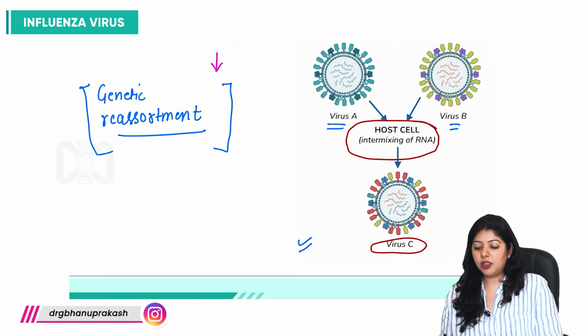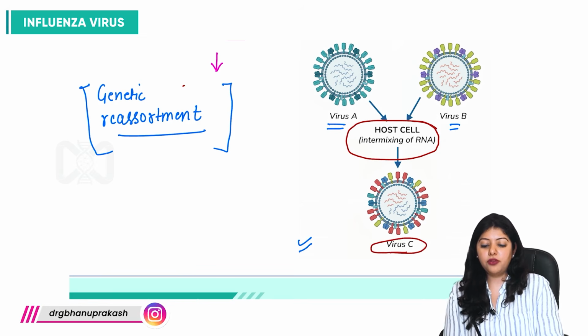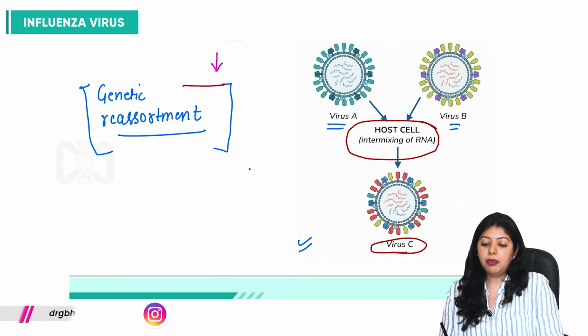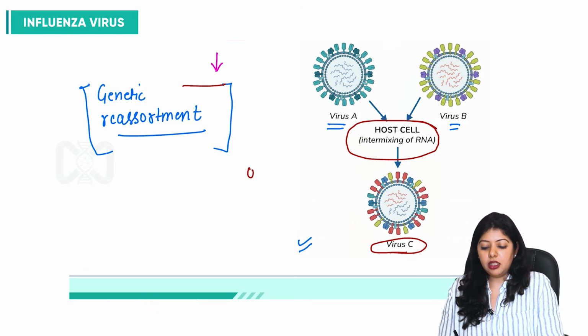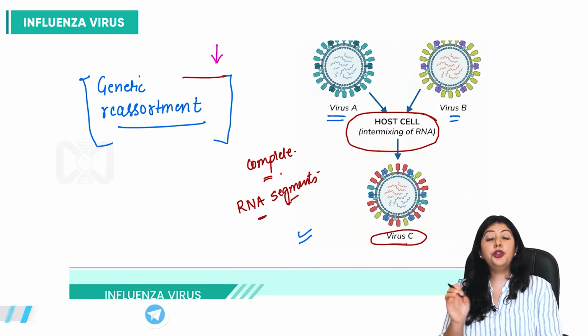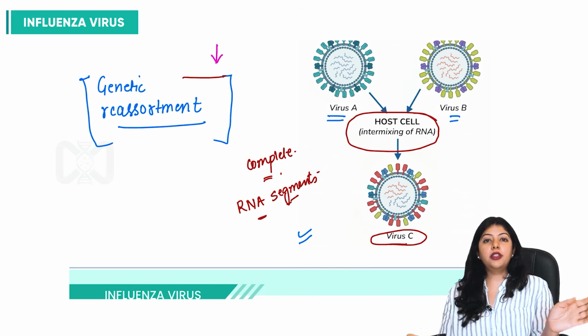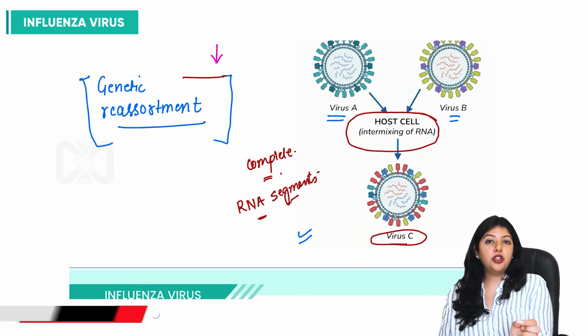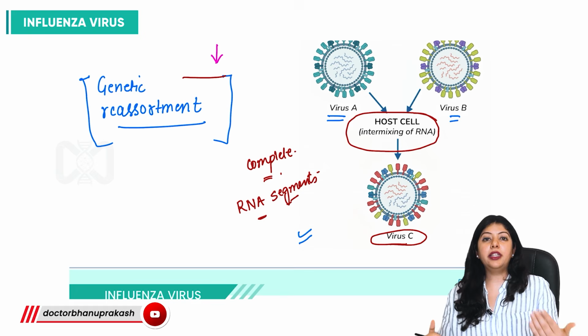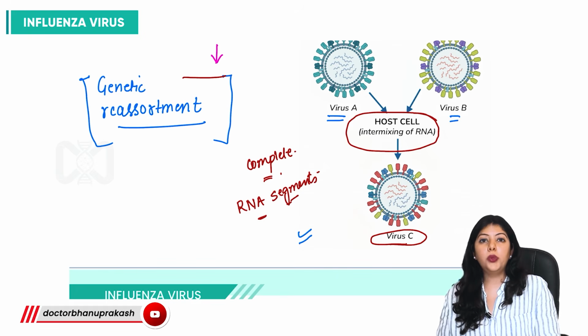This virus C has been formed, and why is that occurring? Because of genetic reassortment. And what is genetic reassortment? There is complete swapping of the segments, RNA segments, between two or more viruses. So it is not just one or two mutations which are occurring in the amino acid sequence. The whole segment becomes interchanged, and there is discontinuous variation.